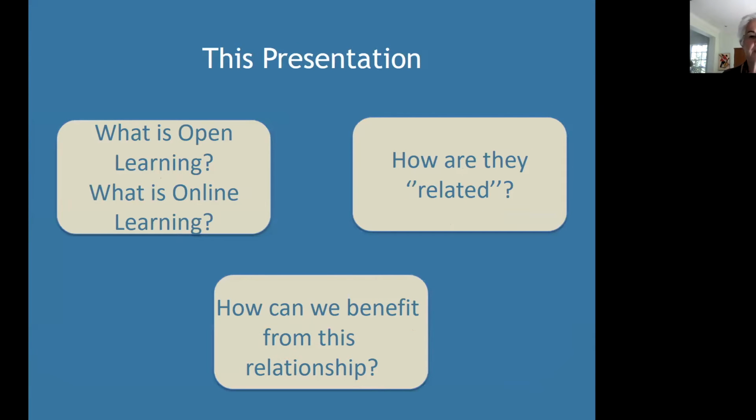In order to address my question, my presentation will have three parts. First, what is open learning? What is online learning? What is it we're talking about? Second, how are they related? And third, how can we benefit from this relationship?